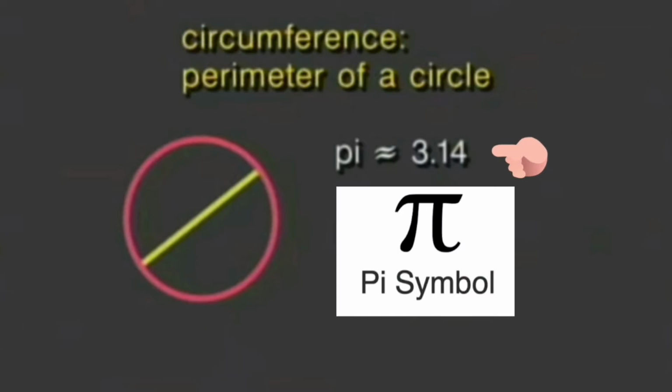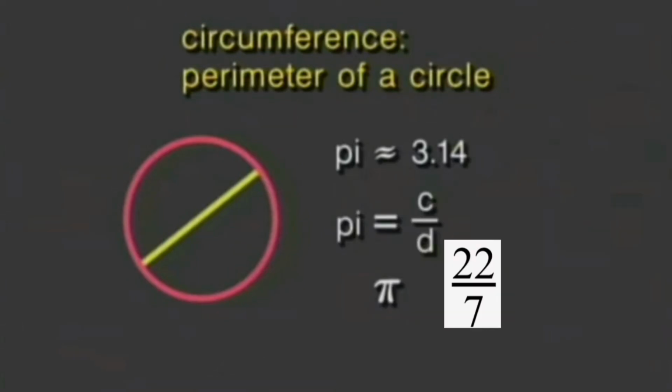There is another important thing about this special constant pi. We get the same value if we divide 22 by 7. So, for ease of calculation, the value of pi is taken to be 3.14 or 22 by 7. Remember, these are just approximate values of pi. These are not the exact value of pi.